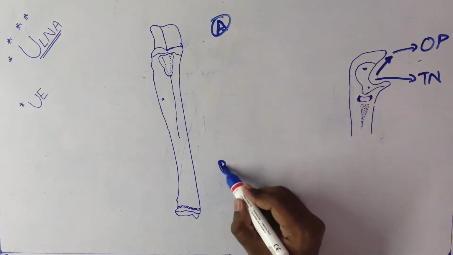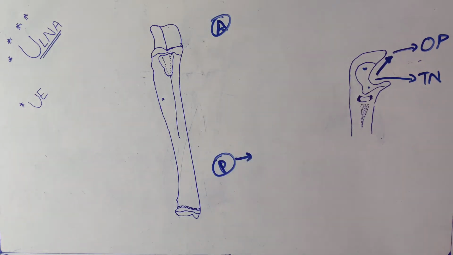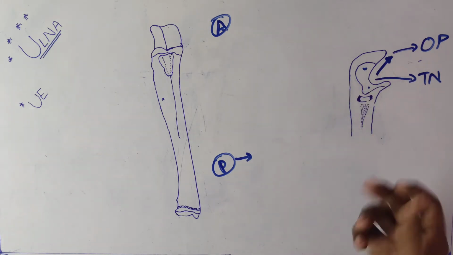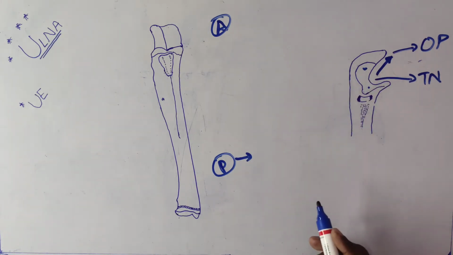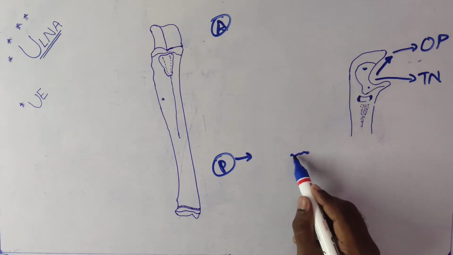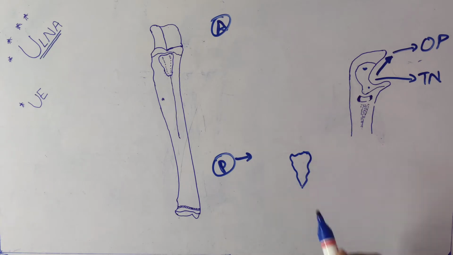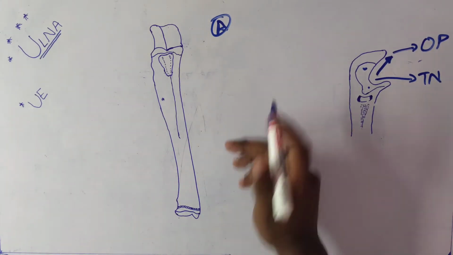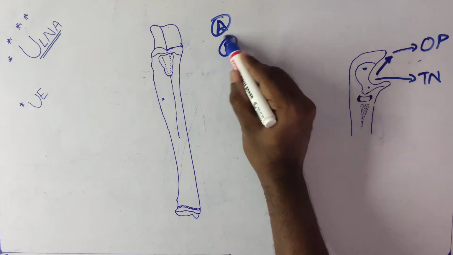Now we will study the posterior surface. At the posterior surface, if we turn this bone to the opposite side, there is a triangular subcutaneous area, like this, which is separated from the skin by a bursa. We have completed the anterior surface and posterior surface.